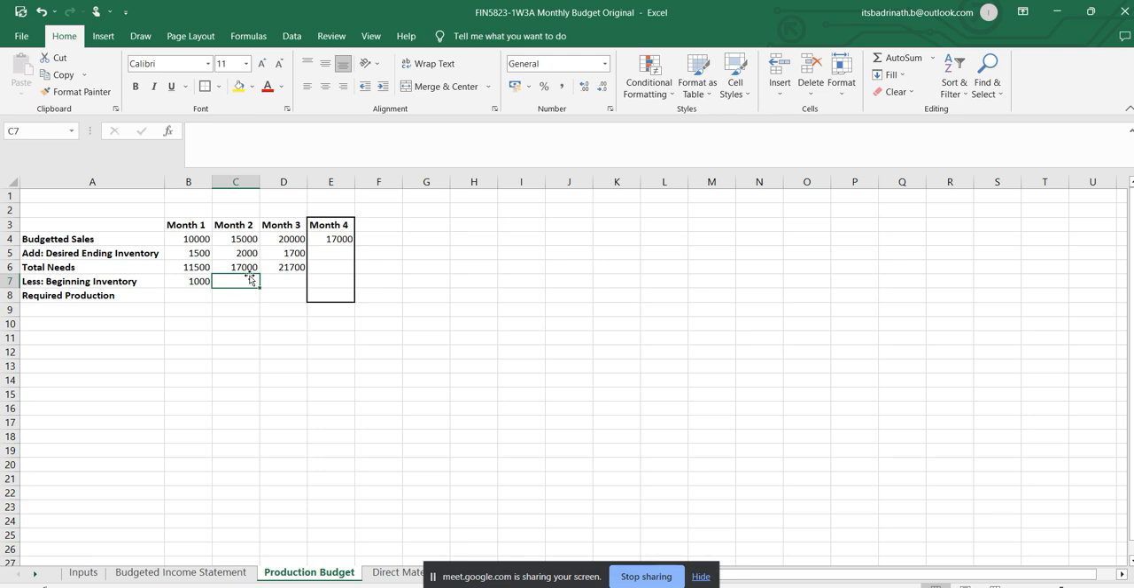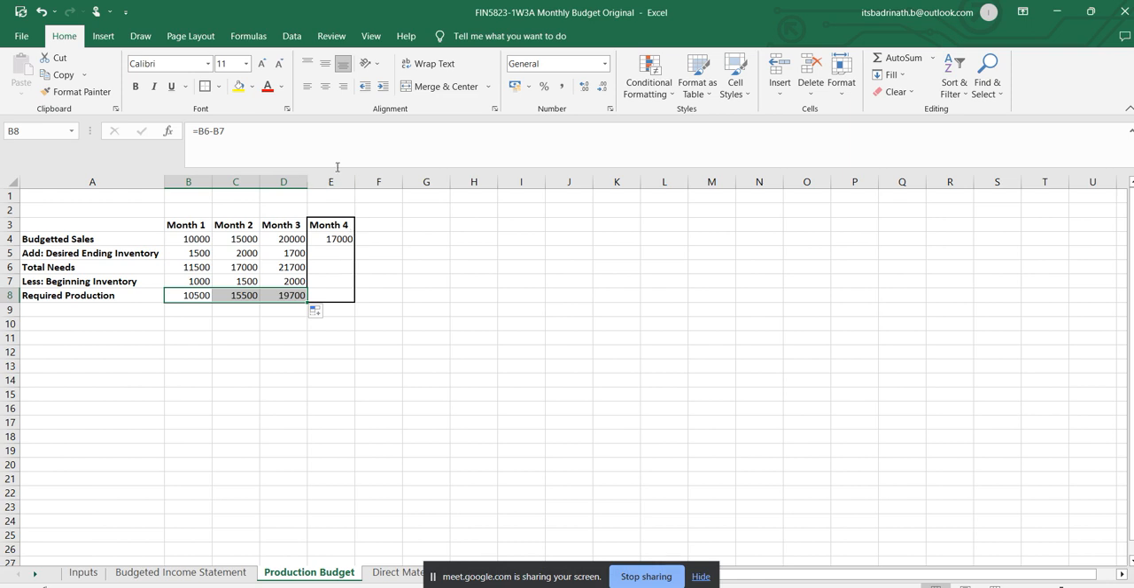Now, what will happen for this one? What is the beginning inventory? Whatever the ending inventory of month one will be the beginning inventory of month two. So I am making this as inventory here. So we will make 2000 as inventory. So now required production will be total needs minus whatever inventory is available with us. When we have inventory, we are supposed to subtract that from the total requirement so that we can get the exact production that is required for each month. So this is our production.